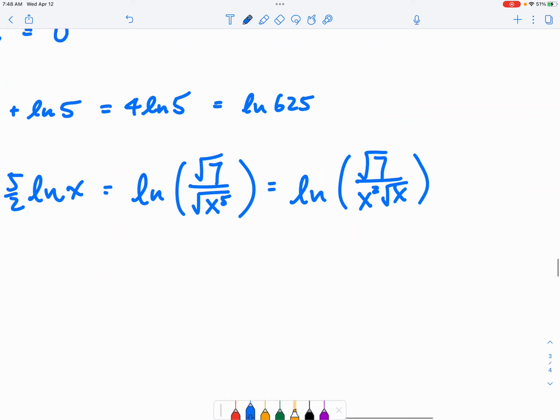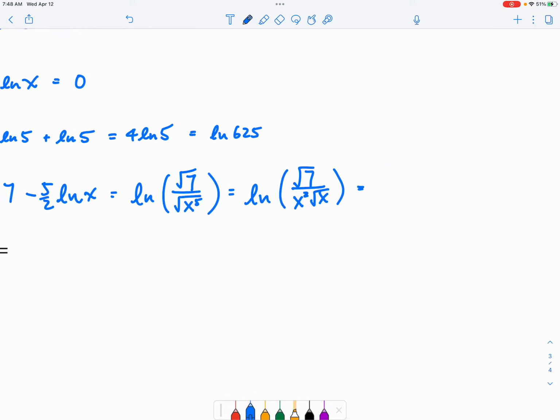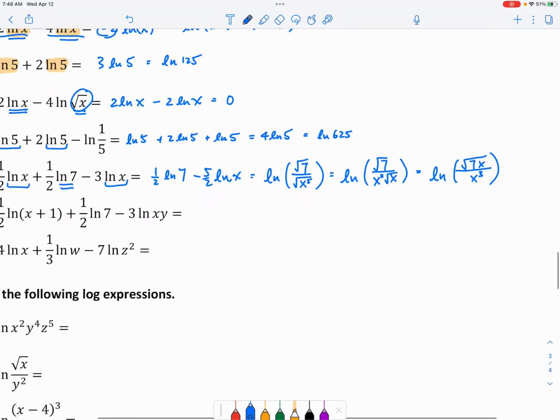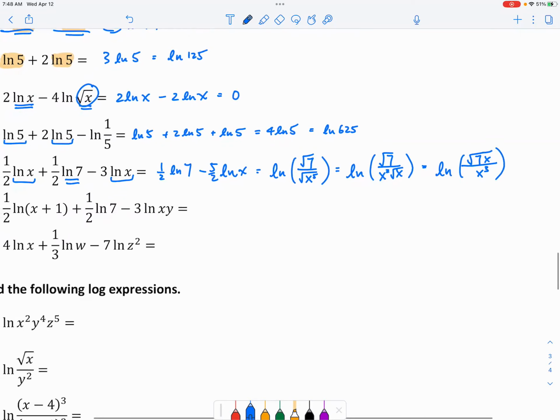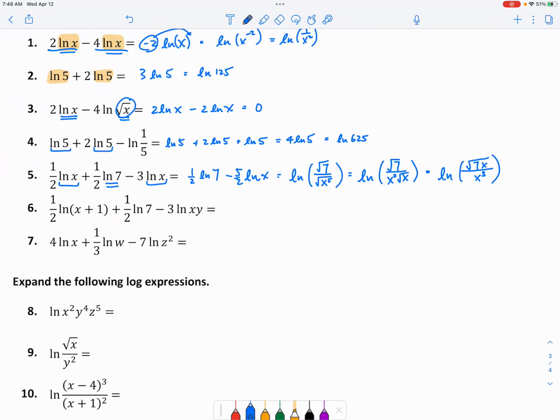Okay. If you say, Mr. Chan, I can see the need of rationalization, you multiply by square root of x over square root of x. Then you have square root of 7x over x cubed. That works too. Okay. So I just want to make sure that you know how to put them all together. That's all I care.